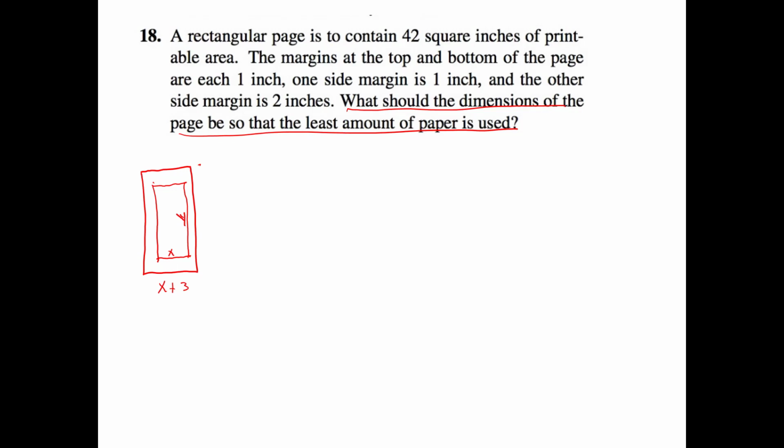The dimensions up vertically are from here to here is y, but you have 1 inch on the bottom and 1 inch on top, so that's just y plus 2. And so then the area is what you're trying to minimize, and so then the area is x plus 3 times y plus 2.